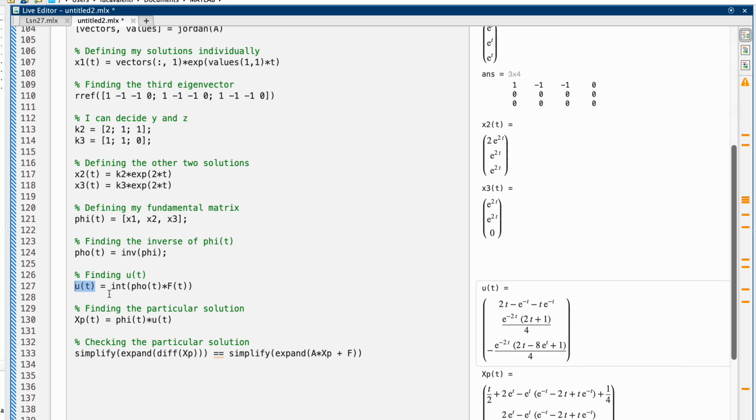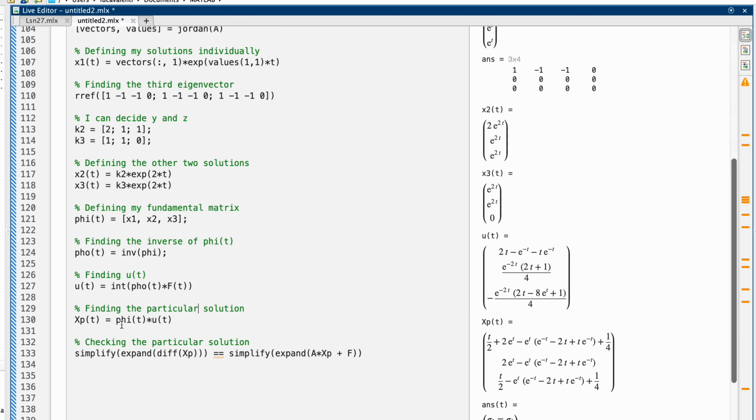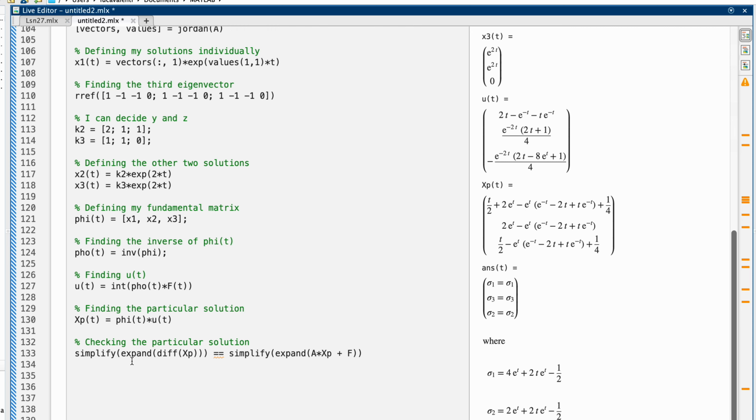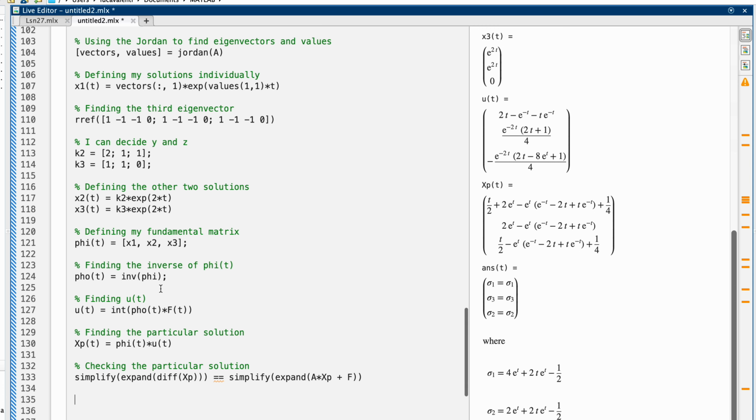Then I found the u of t by taking the integral of the inverse times the forcing function, and then I multiplied u of t times the fundamental matrix to get the particular solution. So now if you want to find the overall solution of the system, but that wasn't required, then we could add the particular solution to the linear combinations, the complementary solution, for the general solution.